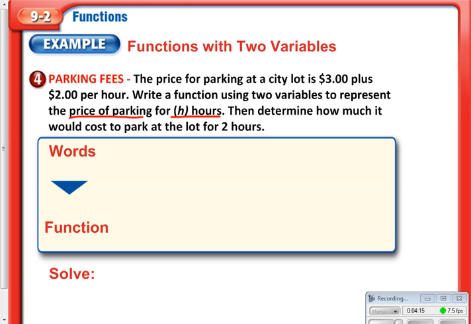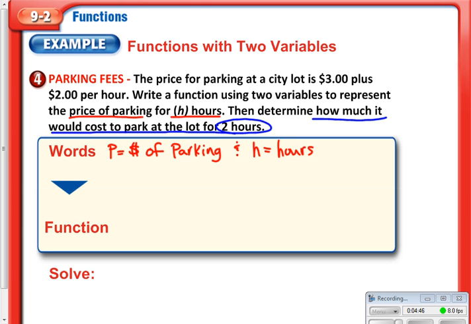Those are our two variables. So I'm going to say that P is going to represent the price of parking, and H equals the hours that we park. The next thing that we need to do is write a function for the price of parking. Then we need to determine how much it would cost to park for 2 hours. That's what our solving is going to do.